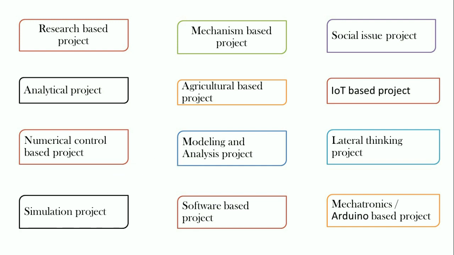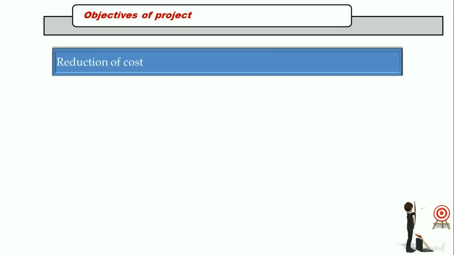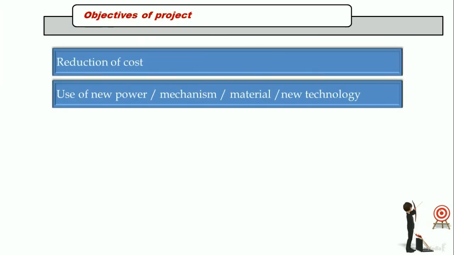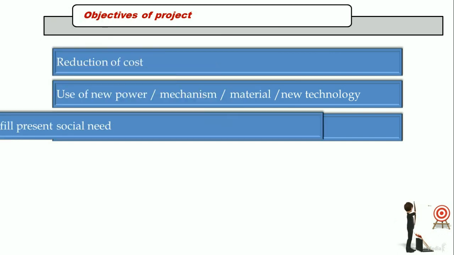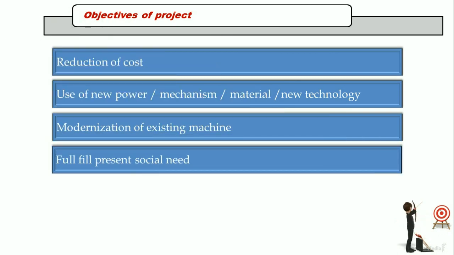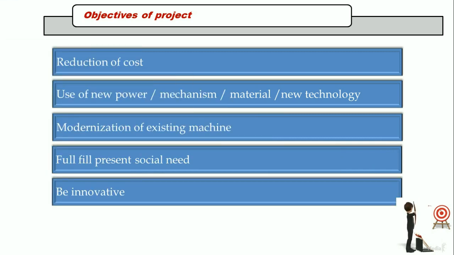So these are the areas where you can think of carrying out a project. But remember, whatever the project, there must be some objective associated with it. It may be reduction of cost, use of a new power source, mechanism, material, or technology. It may be modernization of an existing machine. It may be fulfilling a present social requirement. Definitely it should be an innovative one.